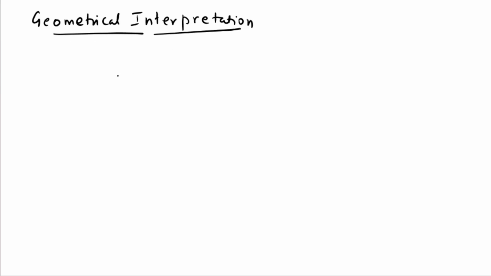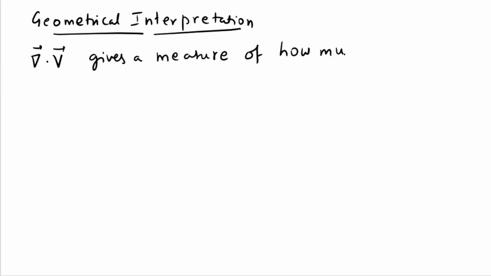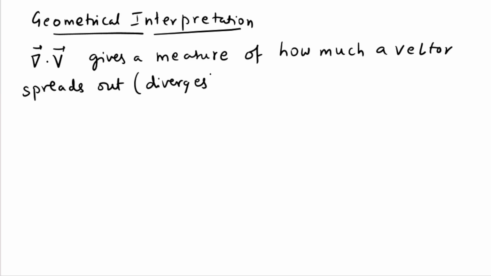Let us understand the geometrical interpretation of divergence. Divergence of any vector v gives a measure of how much a vector spreads out or diverges, hence the name divergence, from a point.